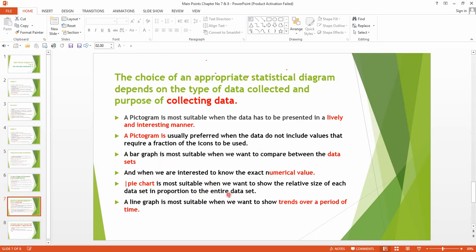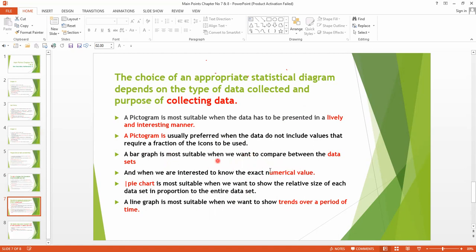A pie chart is most suitable when we want to show the relative size of each data set in proportion to the entire data set. I already told you, in a pie chart all the sectors are proportional to their total values. A line graph is most suitable when we want to show trends over a period of time, or we want to find a rising or falling trend. Again I have to explain this point.